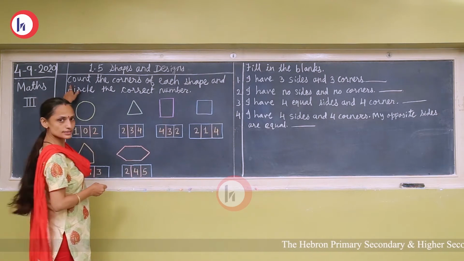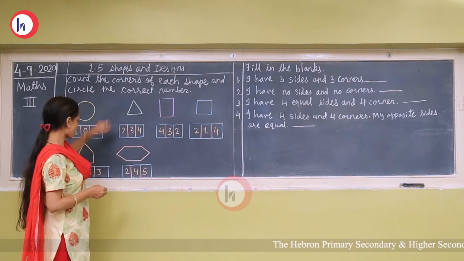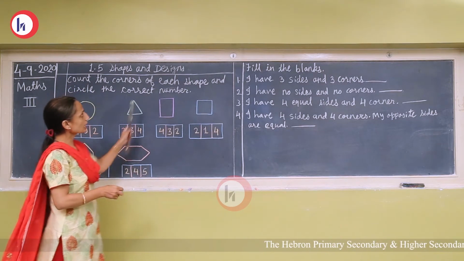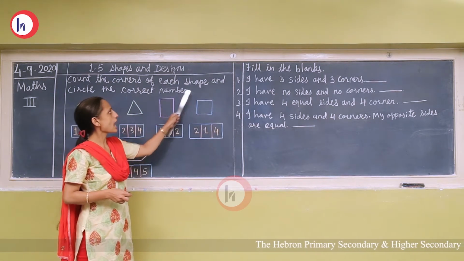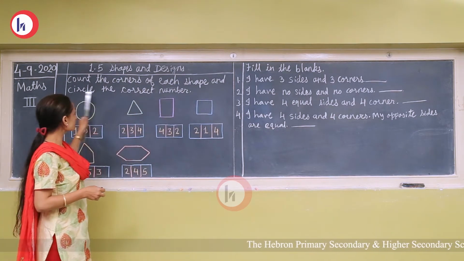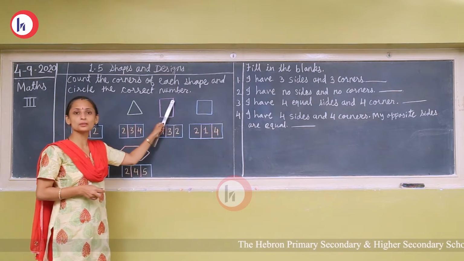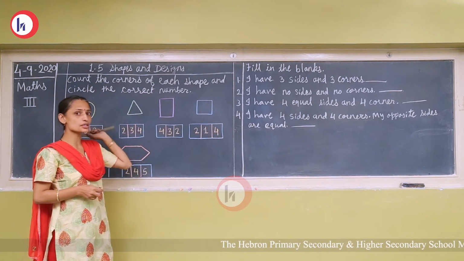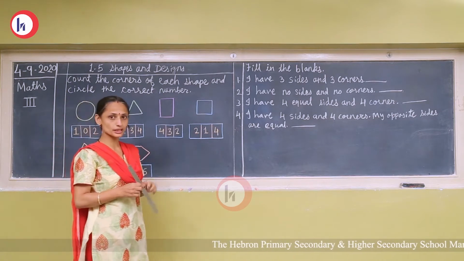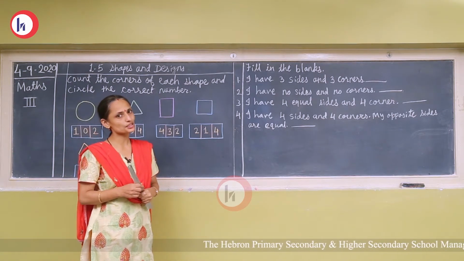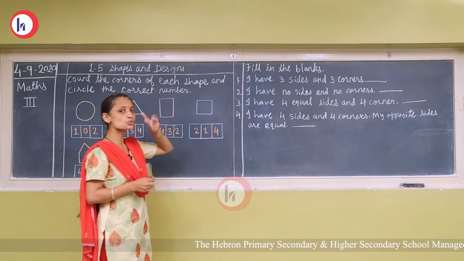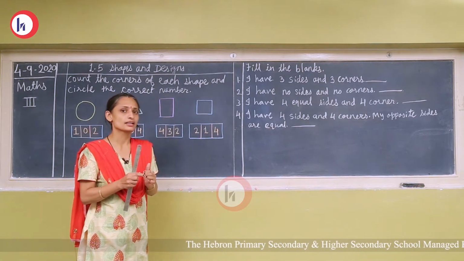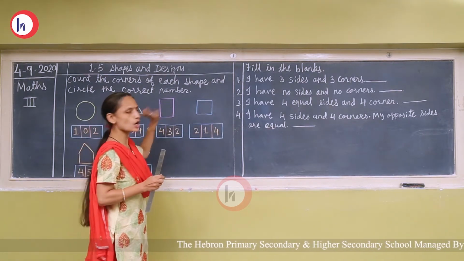See, first is: count the corners of each shape and circle the correct number. Means in this question we have to count the corners. Corner, you all know now. What is a corner? Corner means where 2 or 3 lines meet. That is called a corner.